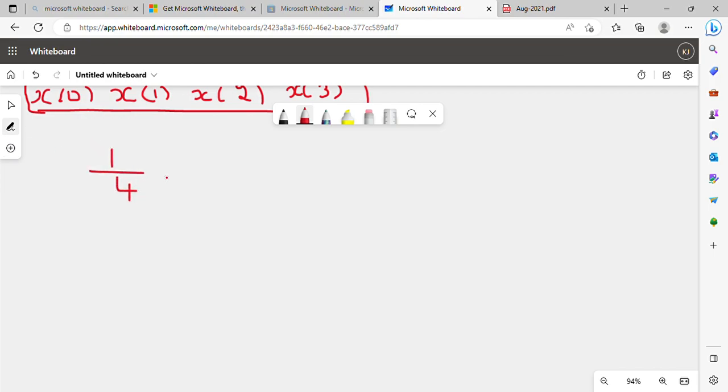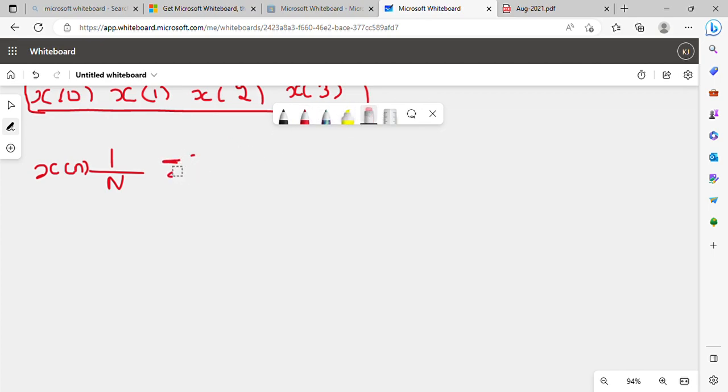That is 1 by 4, 1 by n. So my n is 4, I took it directly. So first I'll write the formula. This formula is x of n is equal to 1 by n into summation of x of k, this summation I haven't written, I'm so sorry, wait a second students.